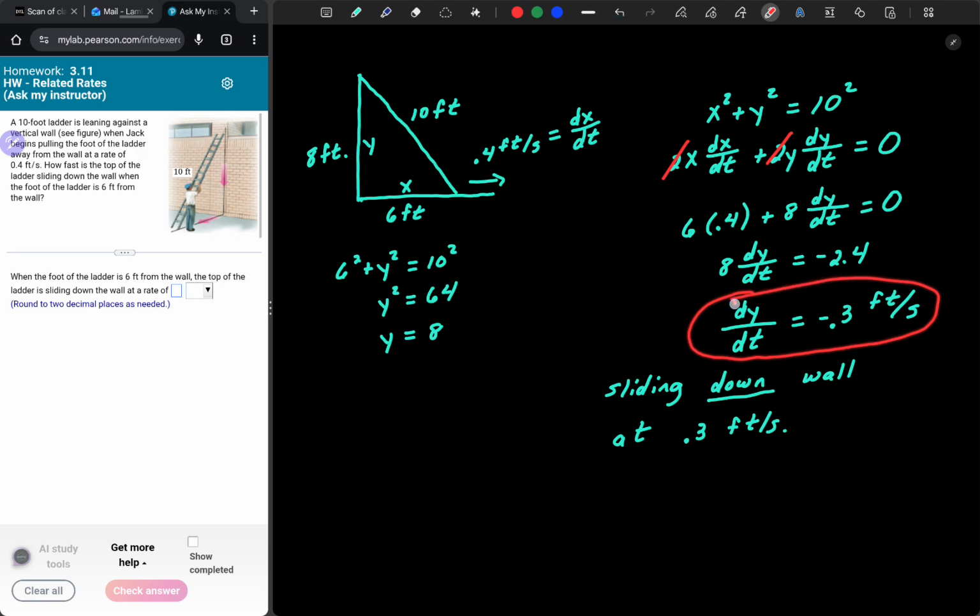Now that's how I would want the answer on a test, just like that. But please be very careful with the way that the question is worded here on MyLab. It specifically says, when the foot of the ladder is 6 feet from the wall, the top of the ladder is sliding down the wall at a rate. So I would never say it slides down at a negative 0.3. That would imply that maybe it's going up. Down already incorporates the negative. So the negative is incorporated by saying it's going down. You would just say it's sliding down the wall at 0.3 feet per second. And this is the answer that MyLab is looking for there.